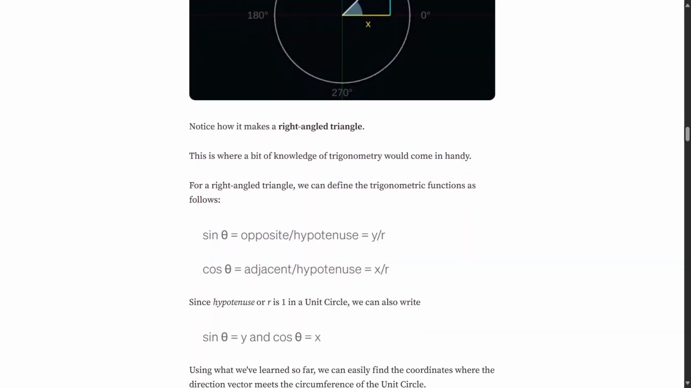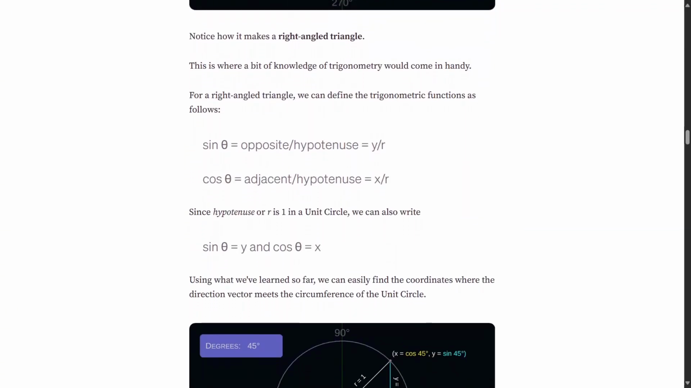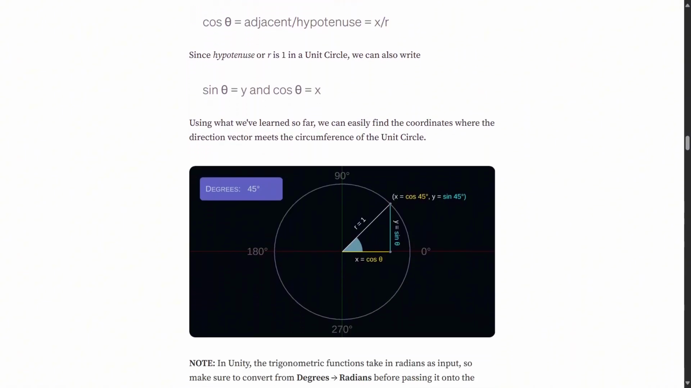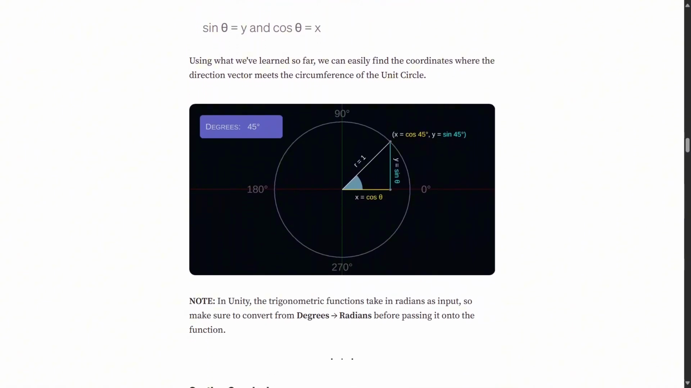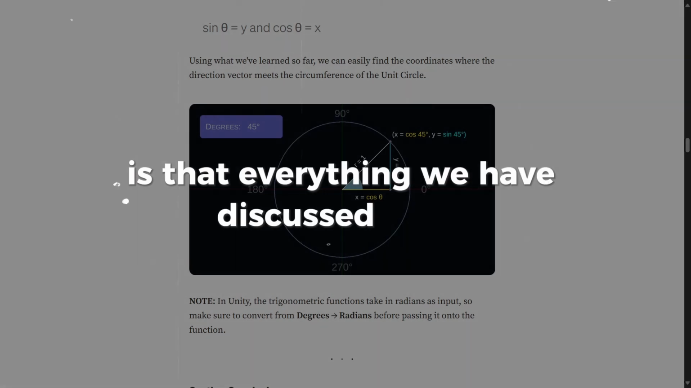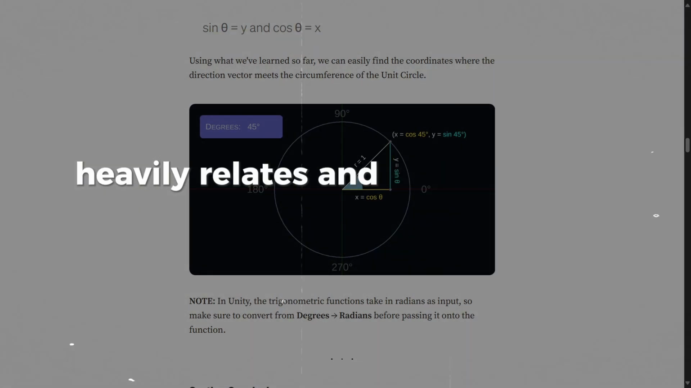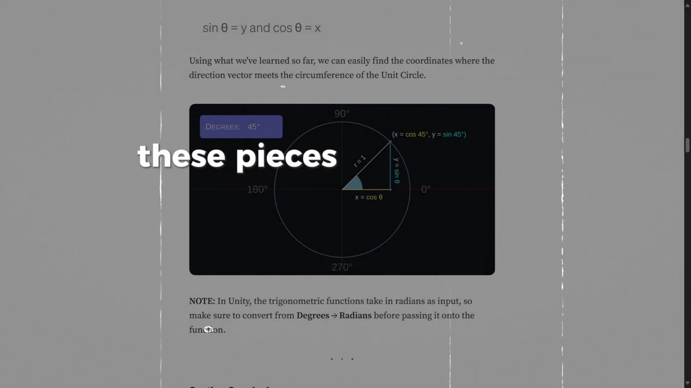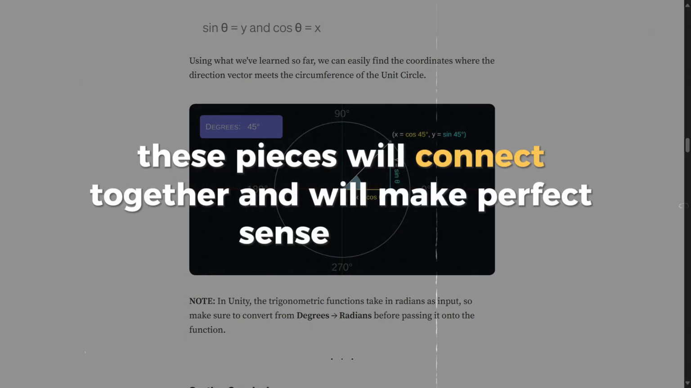I don't want to overwhelm you with the details. I know this might sound like a lot, but they are really simpler than they seem. What I want you to understand is that everything we have discussed so far heavily relates and builds on one another, and as you get more hands-on experience, these pieces will connect together and will make perfect sense for you.